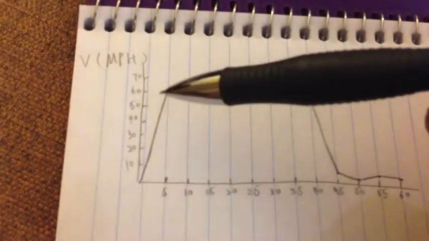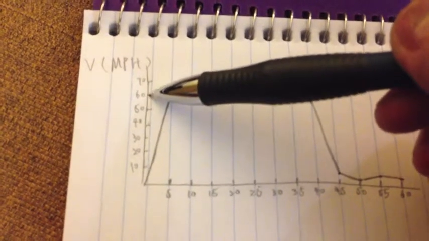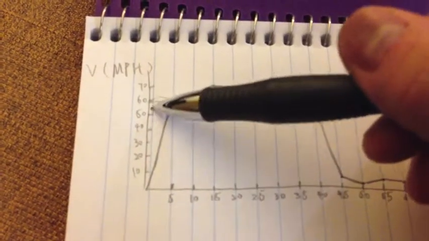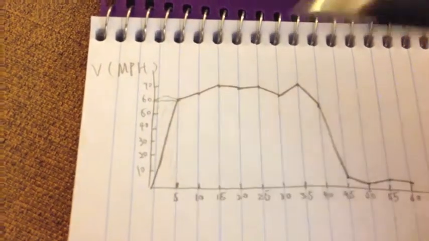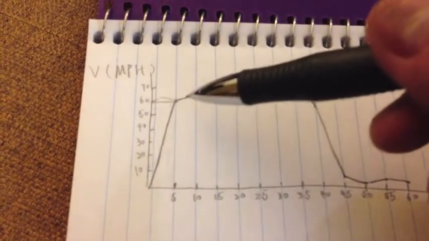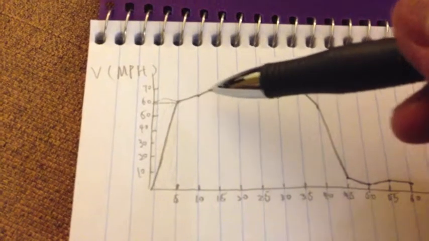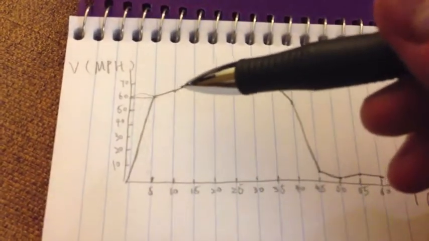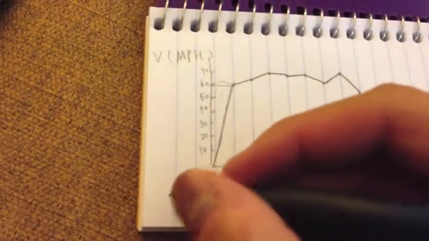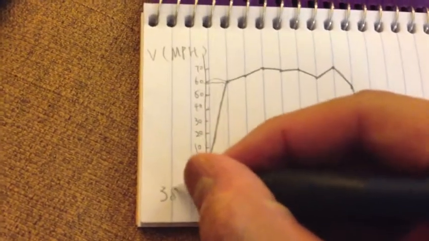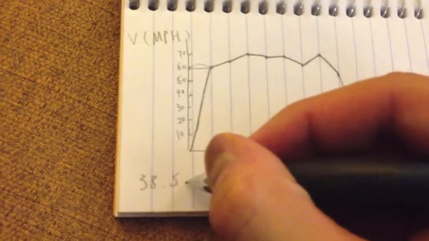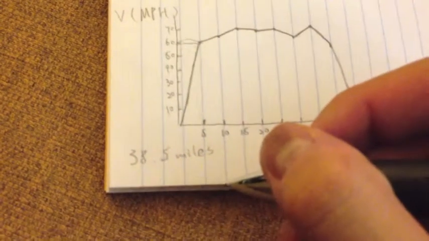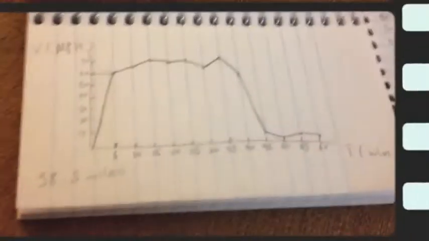My task now is to use the right-handed Riemann sum, which is like that for the first 5 minutes, and calculate the area underneath. I'm going to do that every 5 minutes for the entire hour, calculate this distance traveled, and compare it to the real distance, which is 38.5 miles, to the data I have.